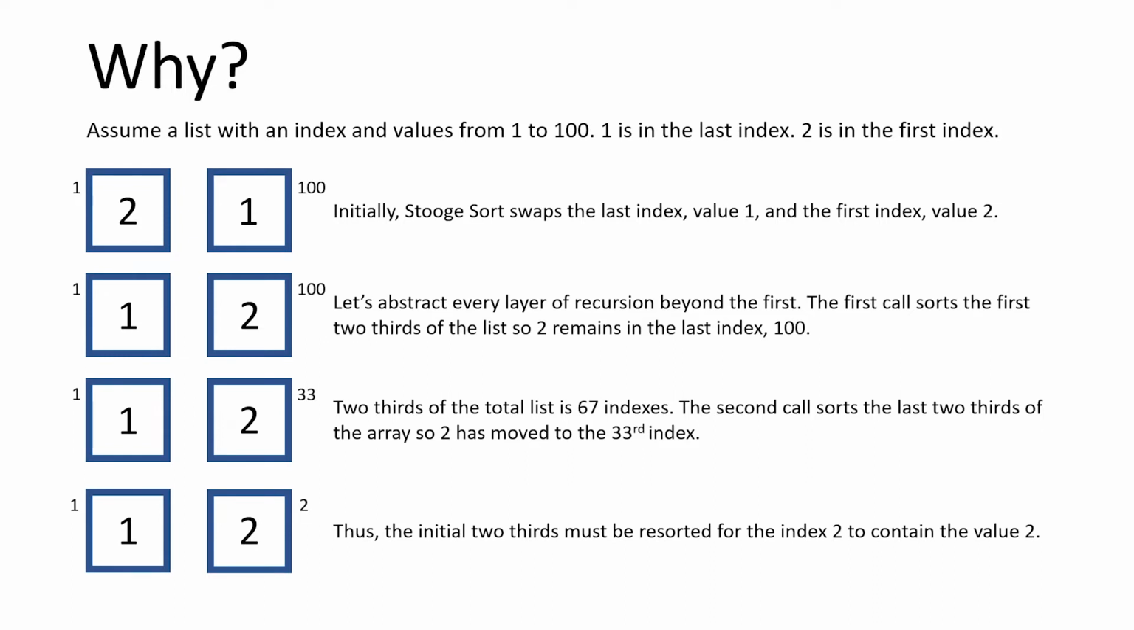As you can see, 2 is not in its desired index position of 2, meaning that if we were to stop here, we would not be returning a sorted array. Thus, the initial two-thirds must be resorted so that the index 2 can contain the value 2. And once that is done, we will be able to return our sorted array. That example is meant to highlight why Stooge sort needs to be called for a third time to resort the first two-thirds of the array.